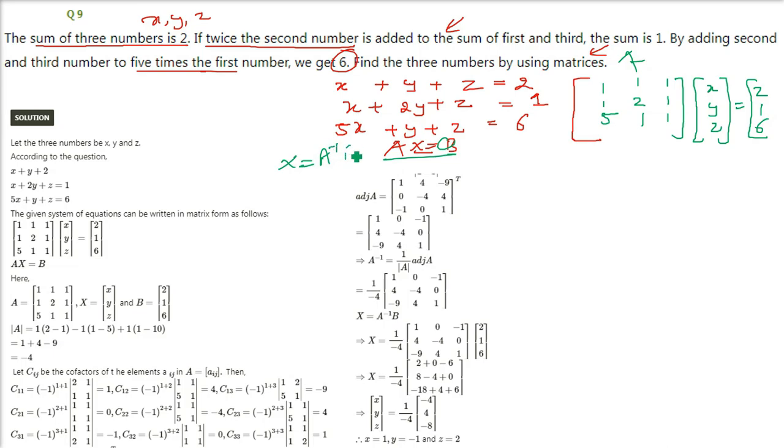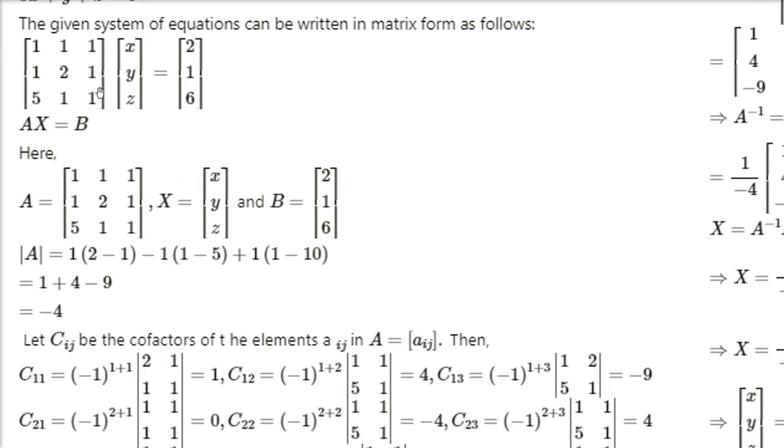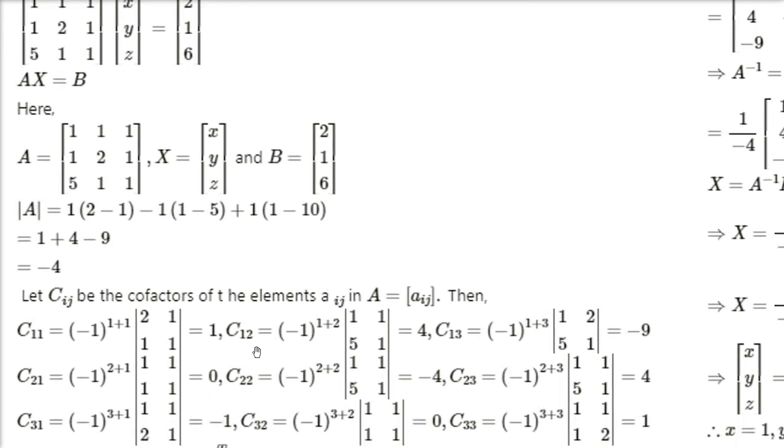X is A inverse into B. So we'll take the inverse of this. And I hope you have a fair idea about finding the inverse, because we already did that. So just find the determinant of A so that you can check whether it is equal to 0 or not equal to 0. Then make a cofactor matrix. You know how to make the cofactor matrix. Whichever element is there, just that row and column you are not going to use. The other numbers you are going to use.